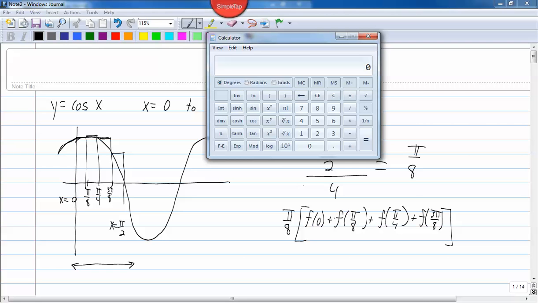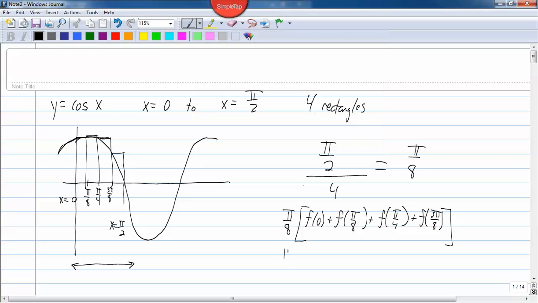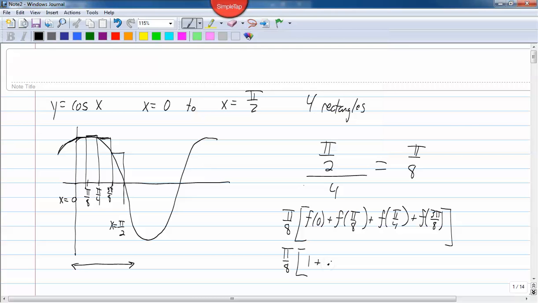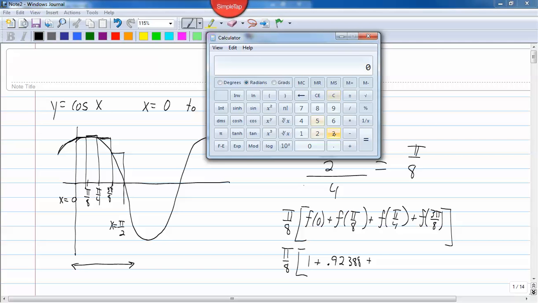Alright, so we know that the cosine of 0 is 1. So pi over 8 times 1 plus, I'm not sure what the cosine of pi over 8 is. Let's see, make sure the calculator is in radians. Pi divided by 8. Take cosine. I'm going to carry this out to 5 places. That's 0.92388. And then the cosine of pi over 4 is the square root of 2 over 2. Now it's 0.707, but let me carry it out to 5 places. I'll just type it in. Pi divided by 4, cosine, 0.70711.